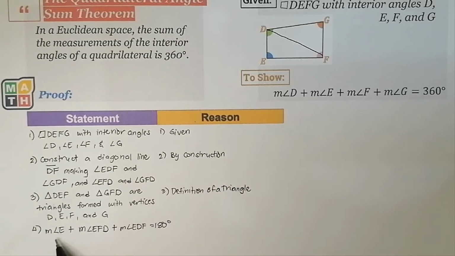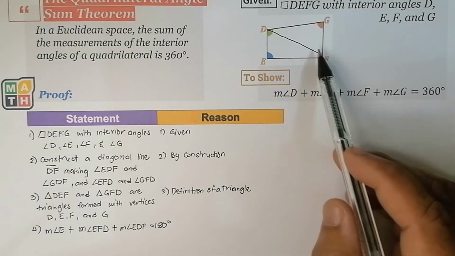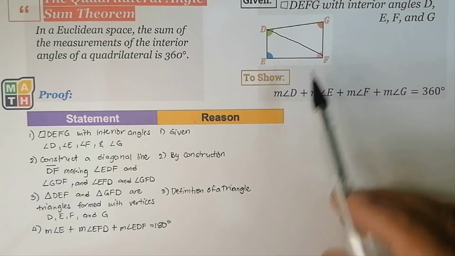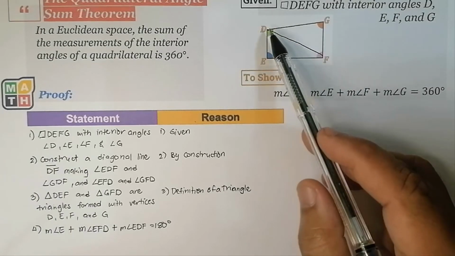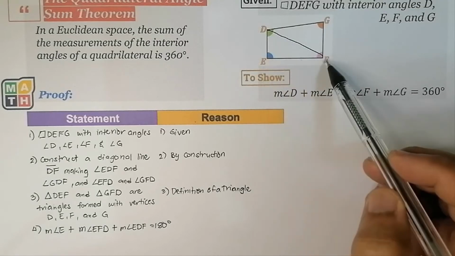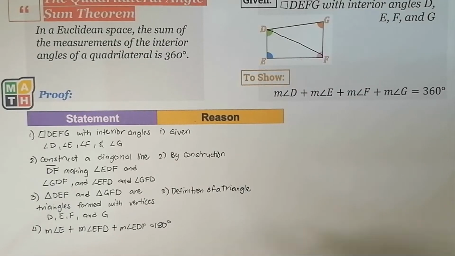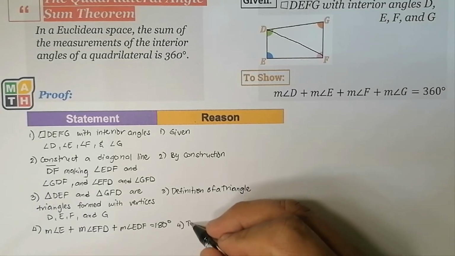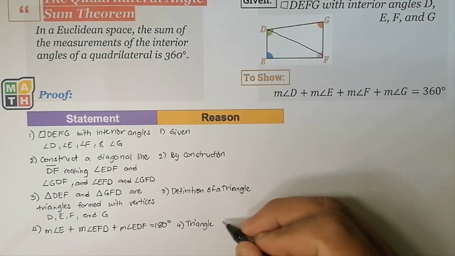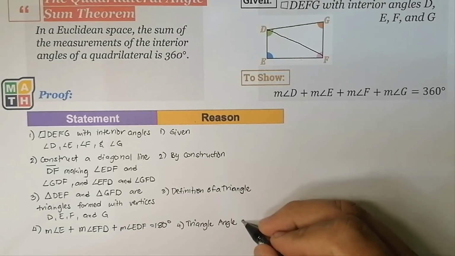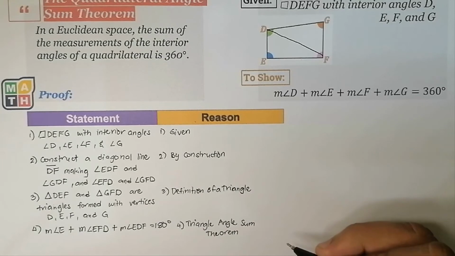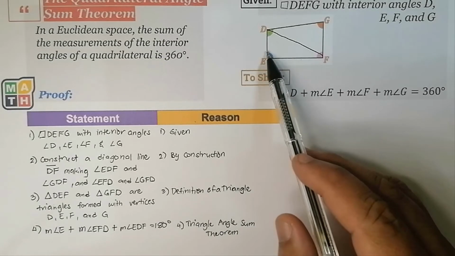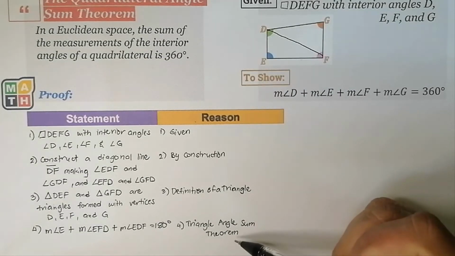Let me repeat. Angle E, this one. Angle EFD, this angle here. And angle EDF, the bottom one here. These are all interior angles of this triangle, so they must add up to 180 degrees. The reason for that is the triangle angle sum theorem, which tells us again that the sum of the interior angles of a triangle is 180 degrees.